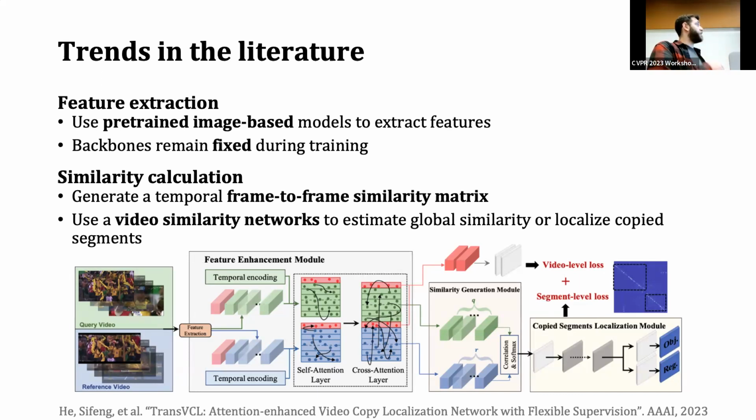Additionally, regarding similarity calculation, the general trend is to generate frame-to-frame similarity matrices based on the frame representations, and then apply some video similarity network in order to either estimate the global similarity or localize the copied segments and so on. As you can see here, an indicative example is a very recently published paper, TransVCL, which was part of AAAI this year.